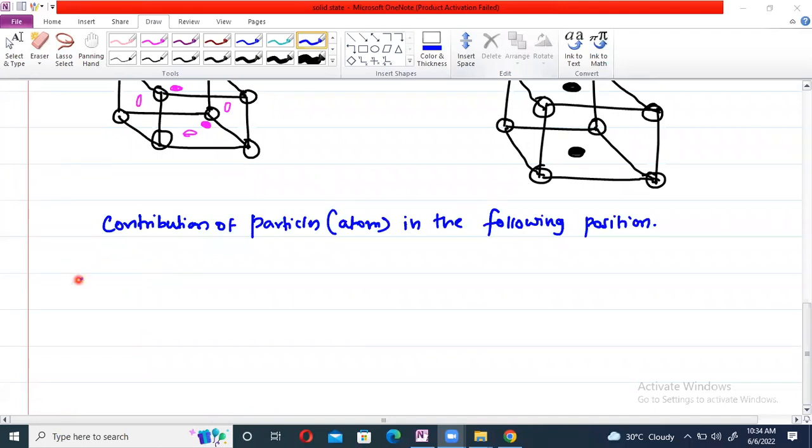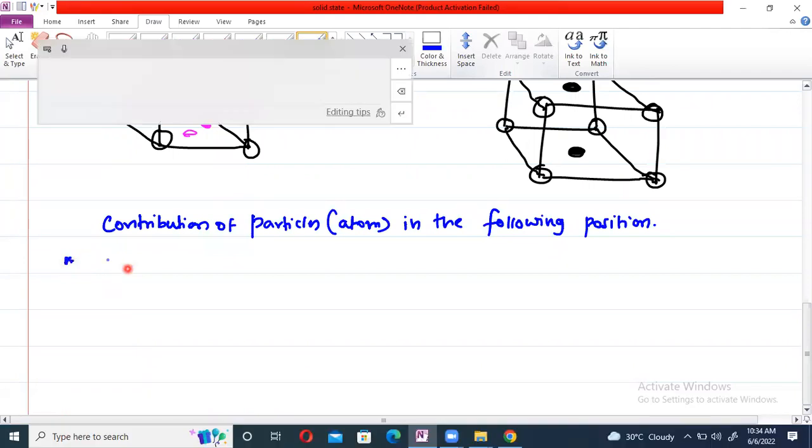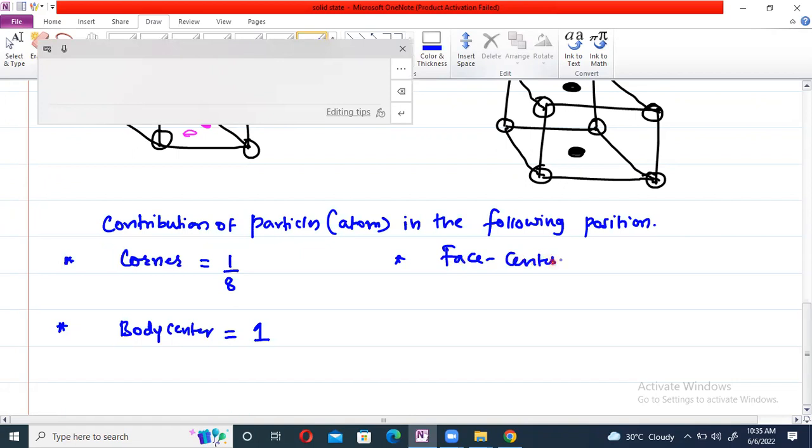Contribution of particle in the following position. If any constituent particle is present at the corner, its contribution to the unit cell is 1/8. If any constituent particle or atom is present at the body center, then the contribution of that particle to the unit cell is 1. If a constituent particle is present at the face center, its contribution to the unit cell is 1/2. And any particle present at the edge center, its contribution will be 1/4.